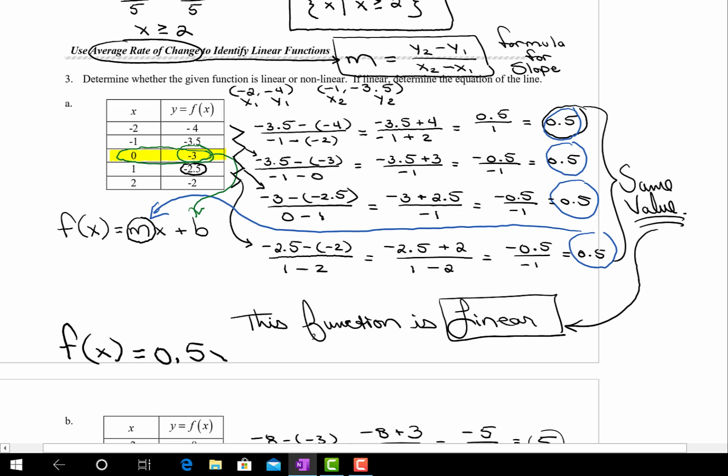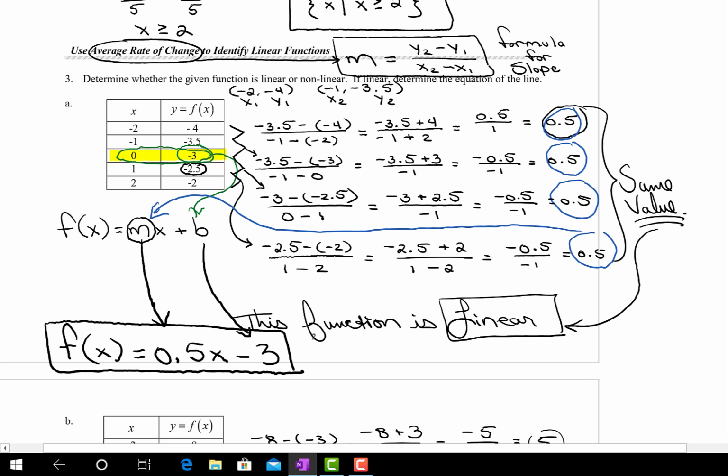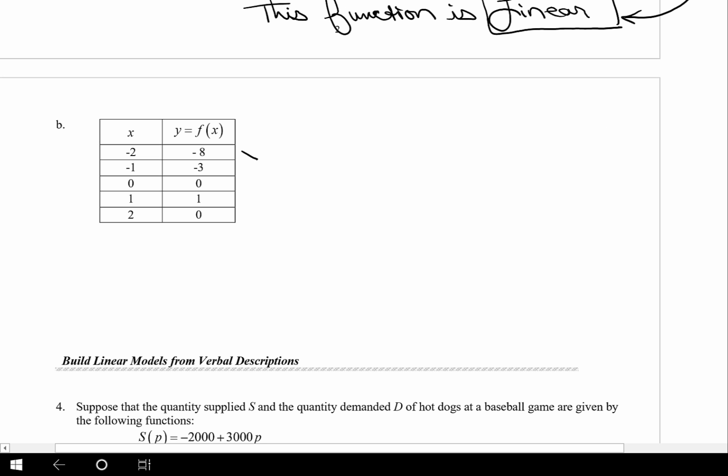In the future, in case they don't give you the b there, you could figure it out by using the slope here and one of these points, and you could rewrite it using point slope form into slope intercept form, in case they don't give you the b value, they don't give you the y-intercept. Okay? All right, the next problem, b.